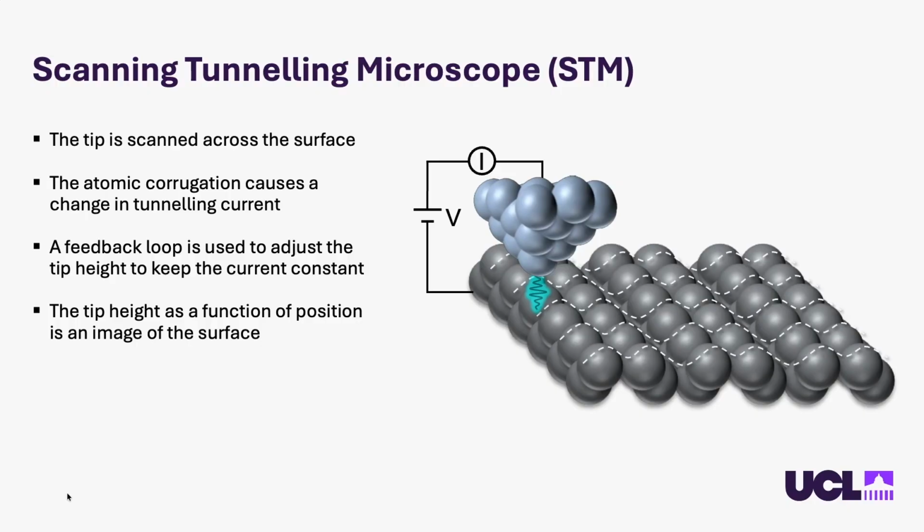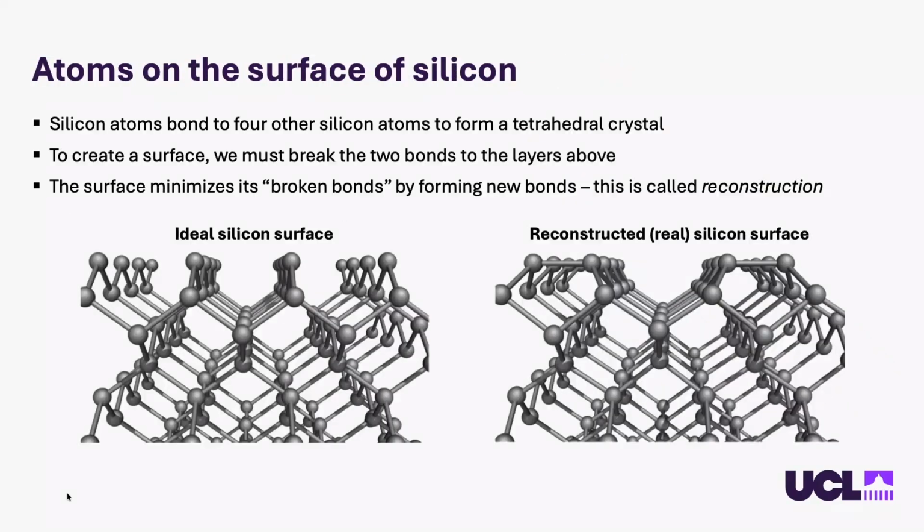I'm going to show you an image of a surface, but first I just need to explain what the crystal is that we're looking at. This is a silicon crystal. Every atom in the silicon crystal is bonded to 4 other silicon atoms. And that's the crystal structure.